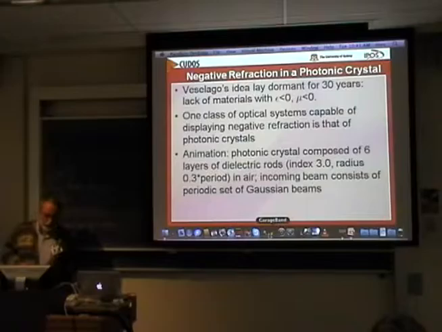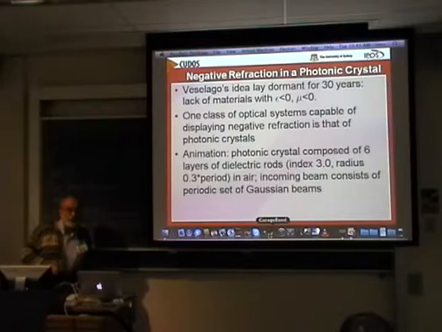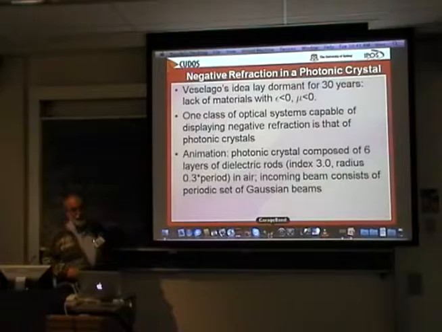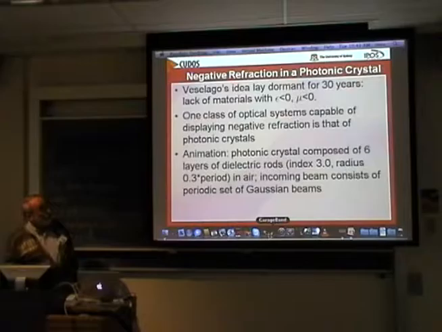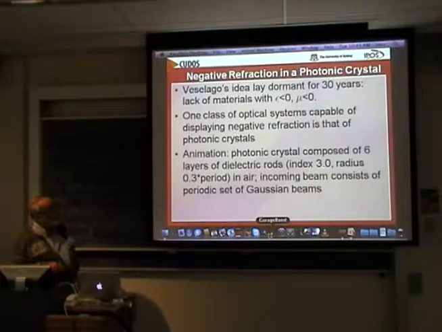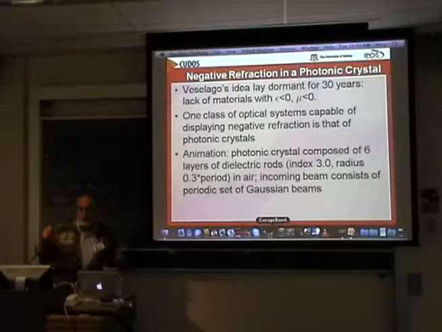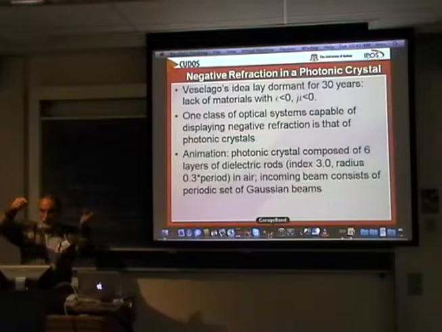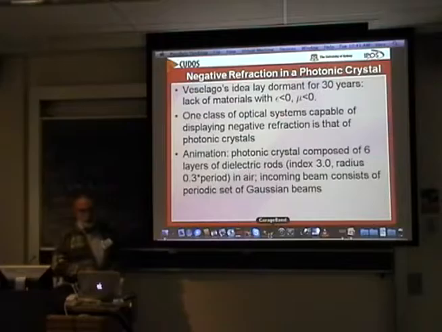A photonic crystal is, in this case, a set of dielectric rods. I'm going to take a finite photonic crystal, so there will be six layers of dielectric rods. The dielectric rods are high index rods, a refractive index of 3, that's around the refractive index associated with silicon. The radius is 0.3 times the period. They're in air, and just to show what's going on clearly, instead of having plane waves coming in, I've got waves which are made up of a Gaussian section, so they're actually localized in space. You can see the finite cross-section of the beam, and the beam is repeated periodically.